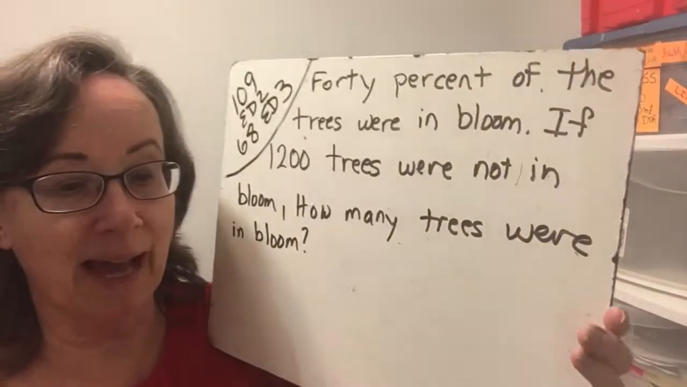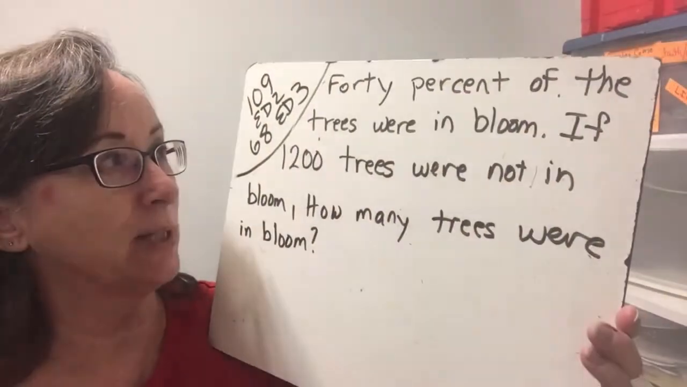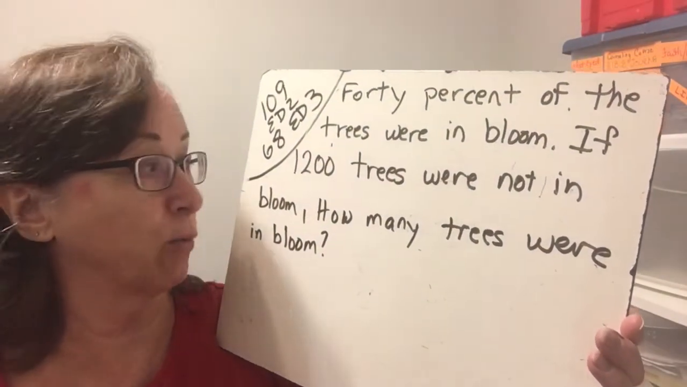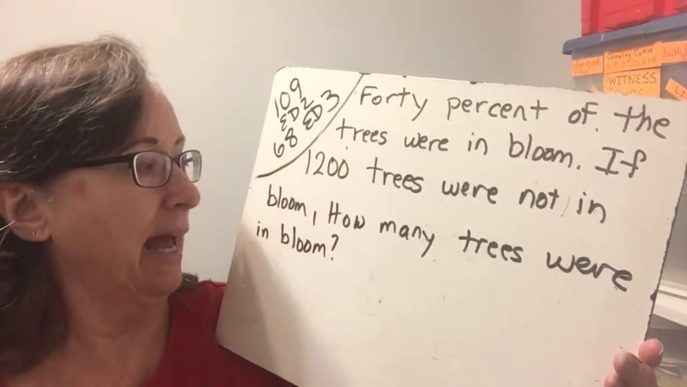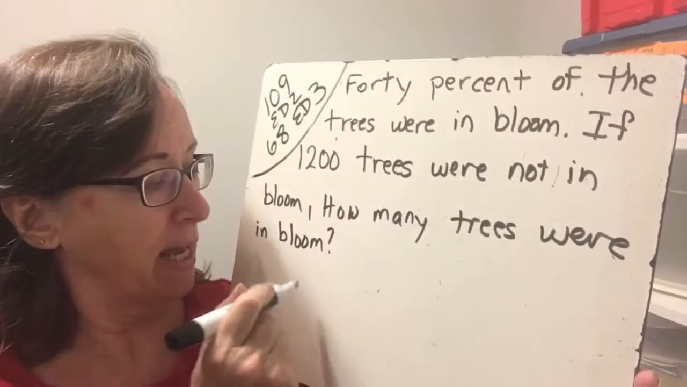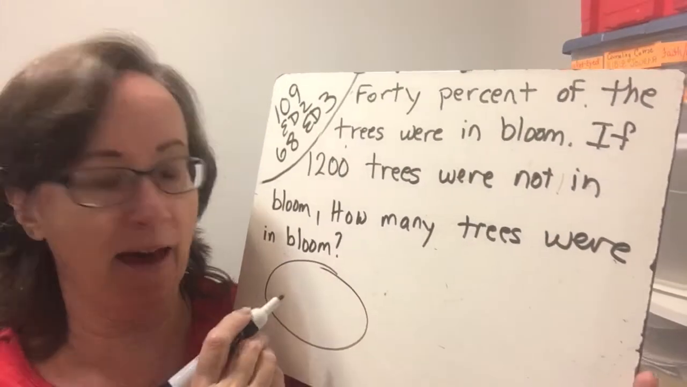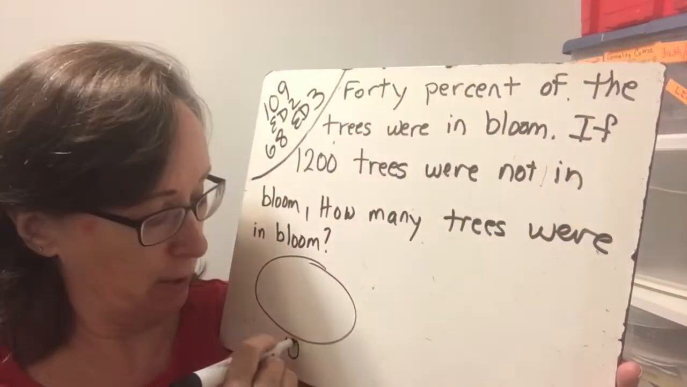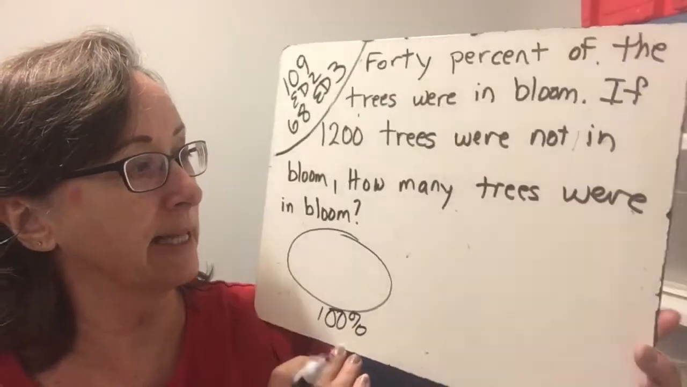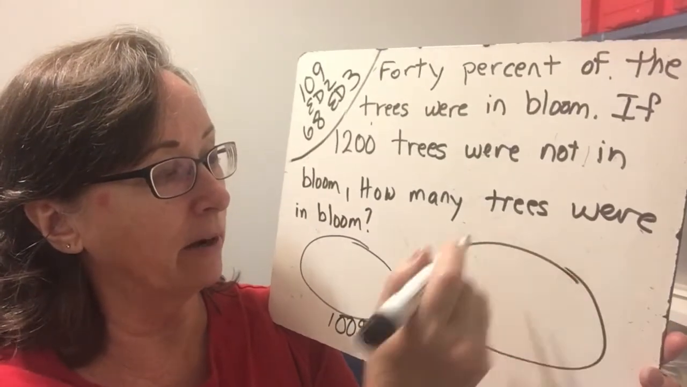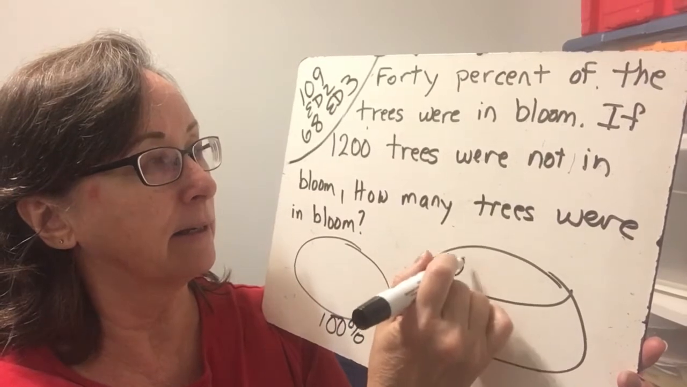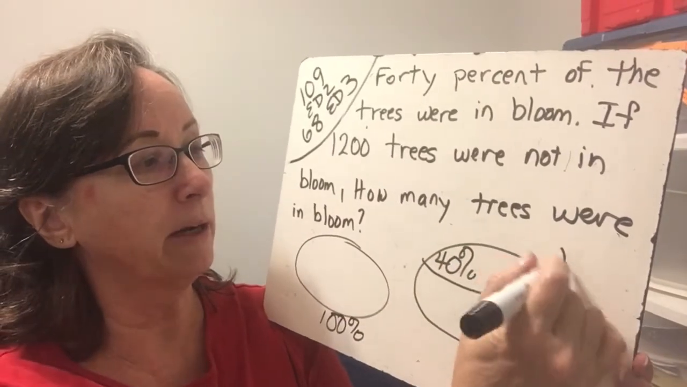Okay, so here we have the next example. 40% of the trees were in bloom. If 1,200 trees were not in bloom, how many trees were in bloom? One thing we don't have here is the 100% given to us, do we? We don't know what the 100% is. But we do know that 40% of the trees were in bloom.